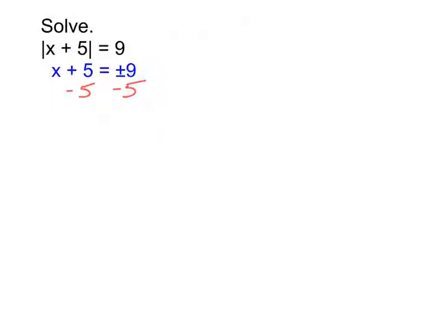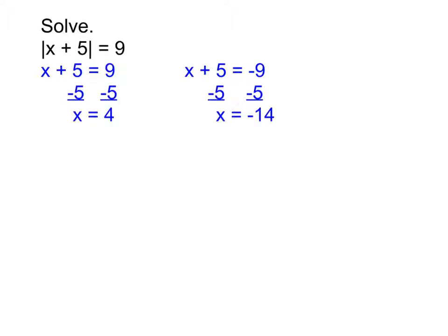It should be two different numbers, because remember, plus or minus 9 represents 9 and negative 9. So, in order to make this process easier, I'm actually going to split it up into two separate equations. I do x plus 5 equals 9, and separately x plus 5 equals negative 9. That way, when I go to solve it, I'm not having to figure out how to operate on plus or minus 9. I'm just operating on 9 and operating on negative 9, each individually.